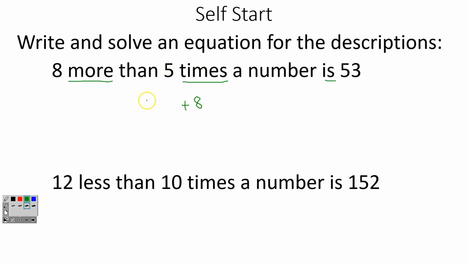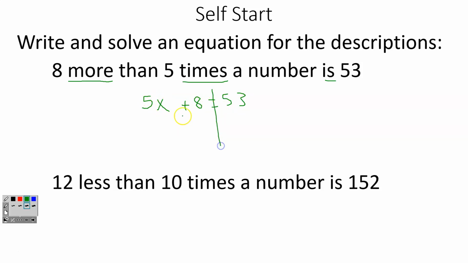5 times a number means I'm going to be multiplying 5 by a number, but we don't know which number that is. So we're just going to use a variable for it. Is means equals. So there's my equation. 8 more, so I'm adding 8, then 5 times the number, we don't know what number, is 53.